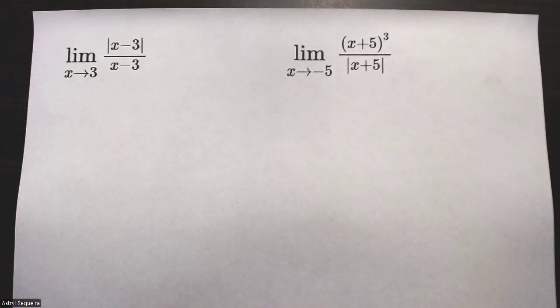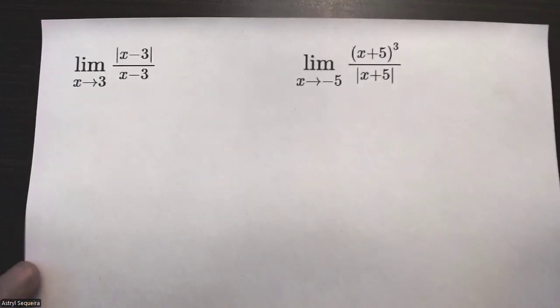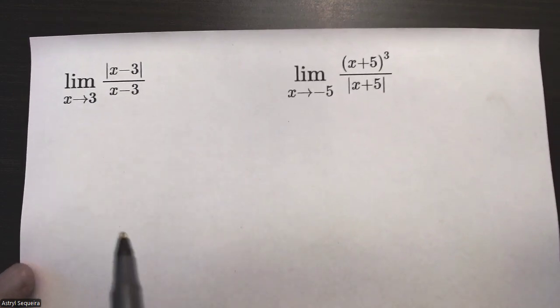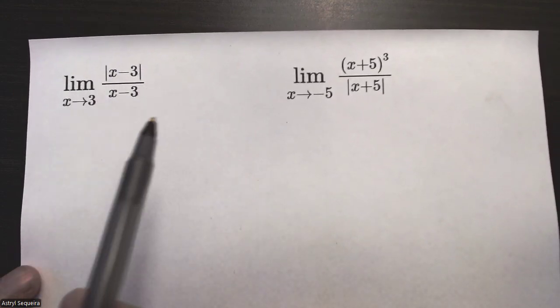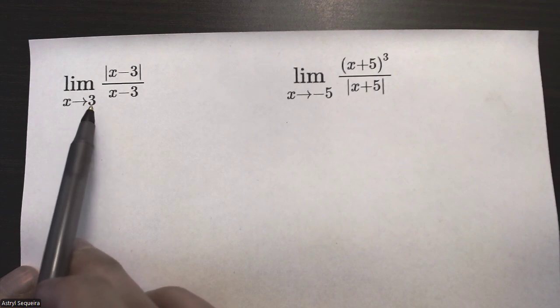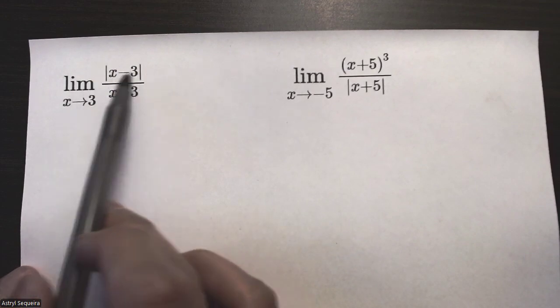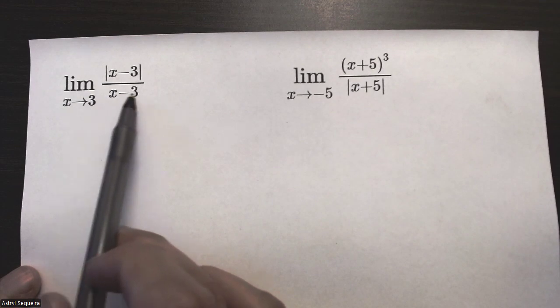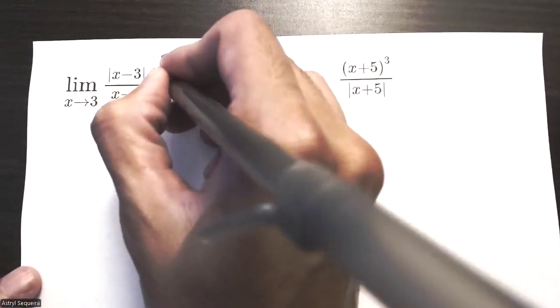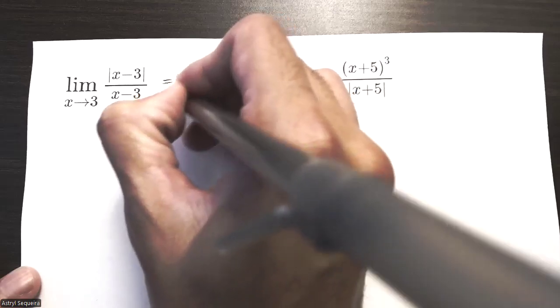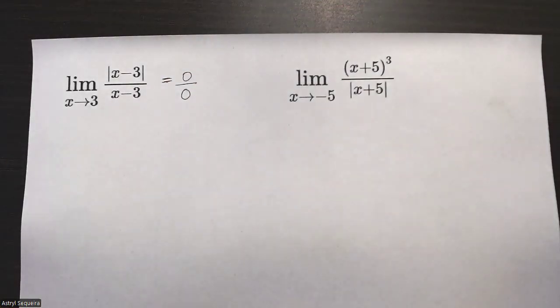All right, in this video, we are going to evaluate these limit questions, and all these questions involve absolute functions. So let's take a look at the first question over here. Whenever we have an absolute, we're going to start by subbing in our limit as usual. So 3 minus 3 is 0, absolute of 0 is 0, 3 minus 3 on the bottom is 0. So I will get 0 over 0, which is an indeterminate case, which means we have to try and evaluate this limit in a different way.